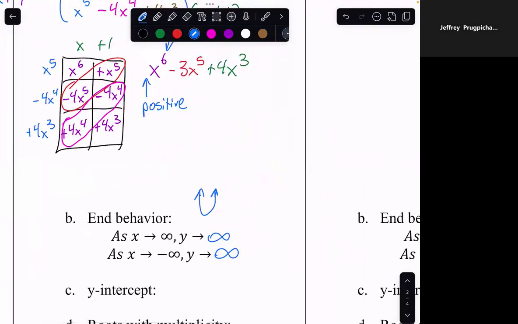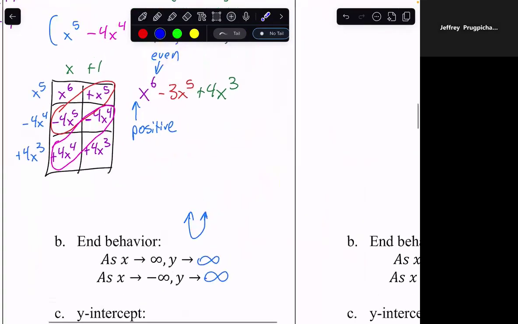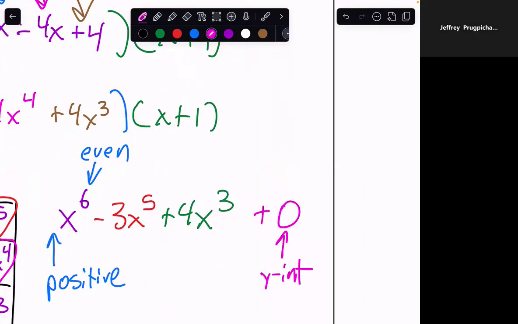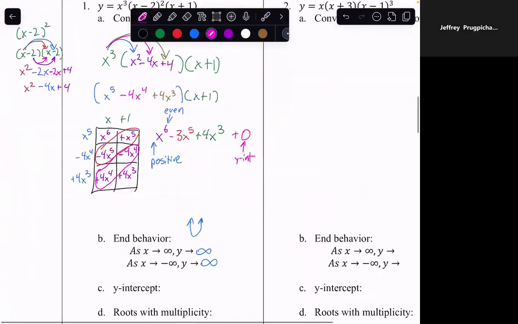Okay, next the y-intercept. Remember Flint helped us with this one. The y-intercept is the constant of the polynomial. Here we don't see any terms without x's, so the constant would be an invisible plus 0 at the end. So the y-intercept is 0. The graph will cross the y-axis at 0.